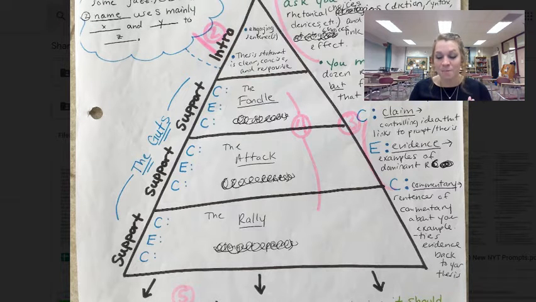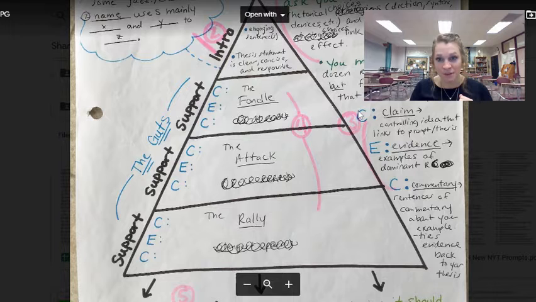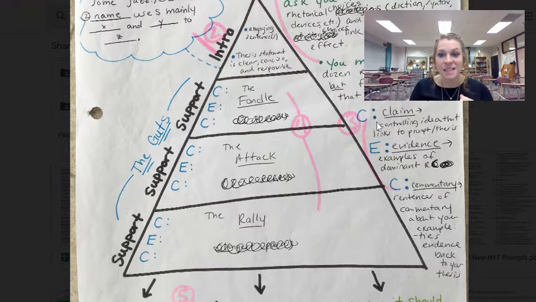I know that's a funny word, but whenever you think of the word fondle, it means to touch lightly, to graze lightly. So here you're going to lightly start getting into your information, but you are still going to follow the CEC format. So let's go over that very quickly. So the first C is your claim. So this is the controlling idea that links to the prompt or the thesis. So basically a topic sentence that ties in your rhetorical choice and how does it work.